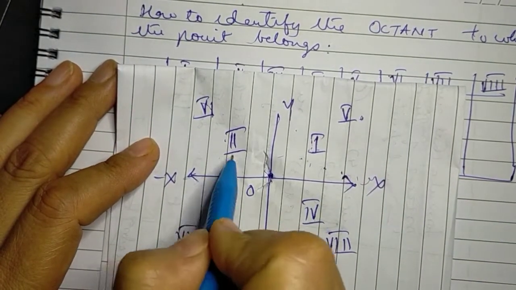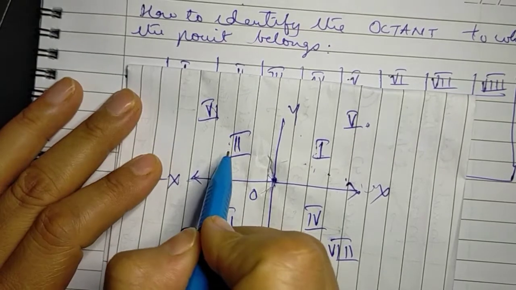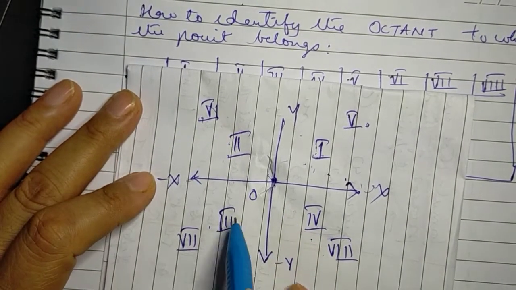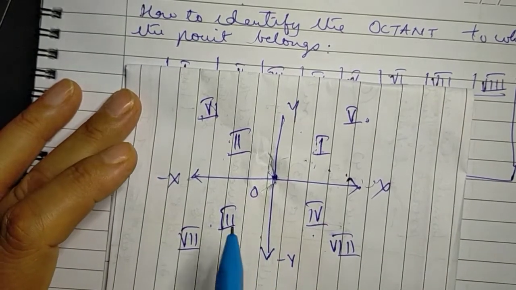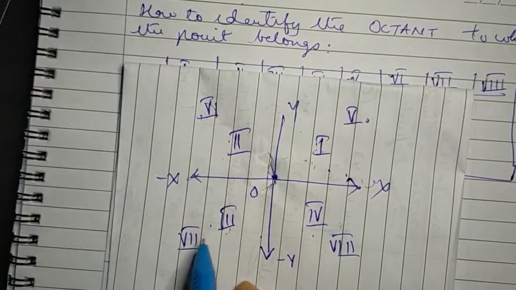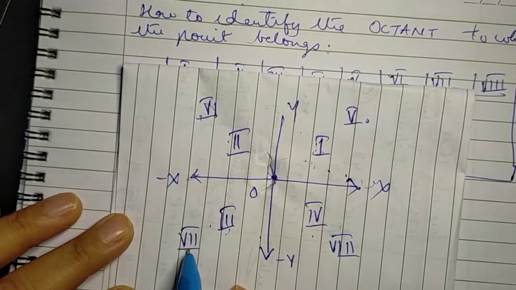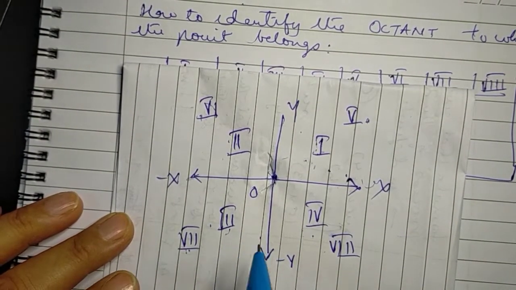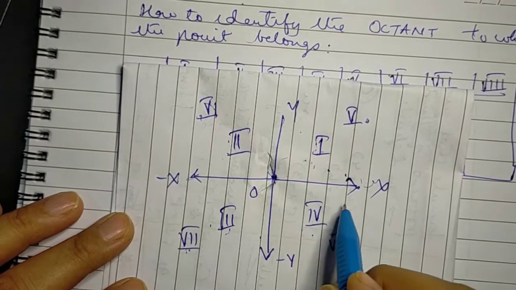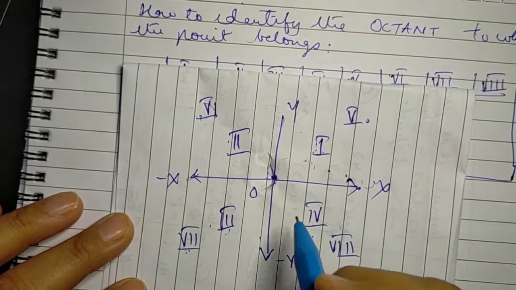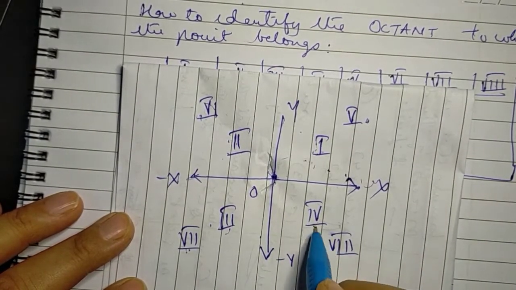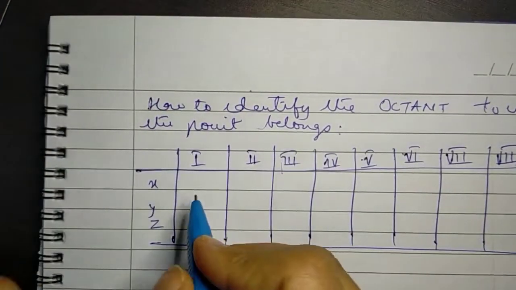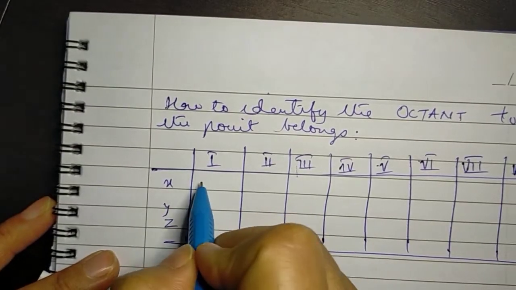Similarly, the x and y coordinates for the second and the sixth octants are the same. Similarly, the x and y coordinates for the third and the seventh octants are the same. Same means same, have the same sign. Same way, the x and y coordinates for the fourth and the eighth octants are the same. Now, so what do we do? Let's write this.